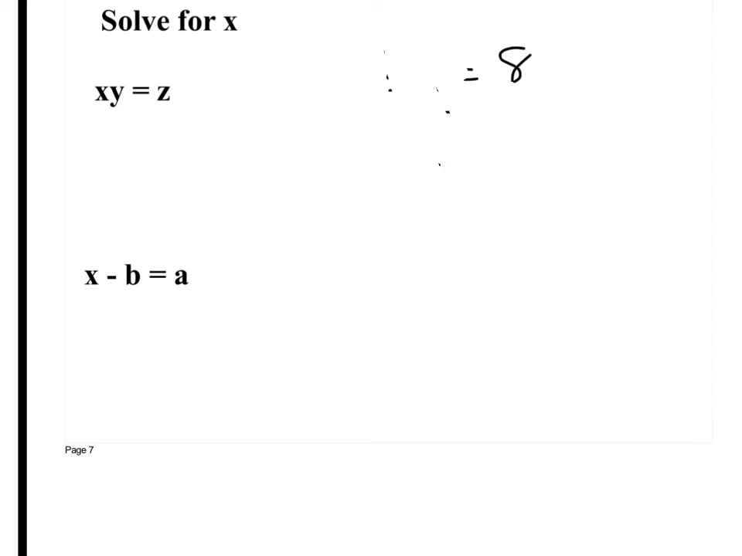So if it said solve for x on this, what's my goal? X by itself. What's being done to X at this moment? It's being timesed by Y. So how do you undo timesing by Y? You divide by Y. Y's cancel on the left. So X equals Z divided by Y.